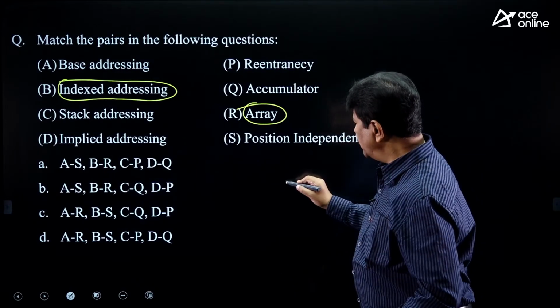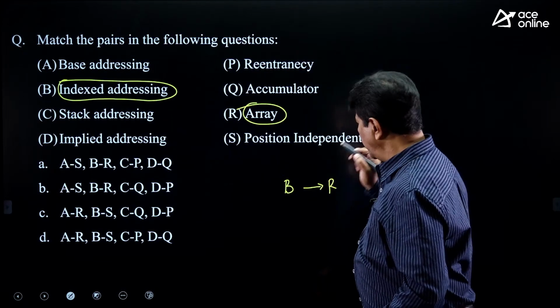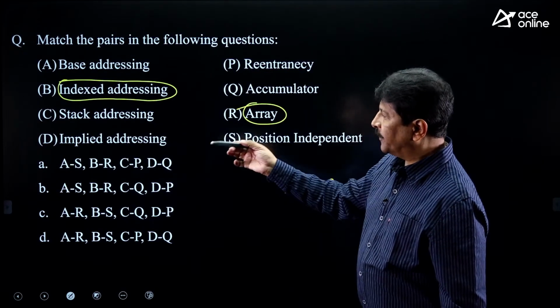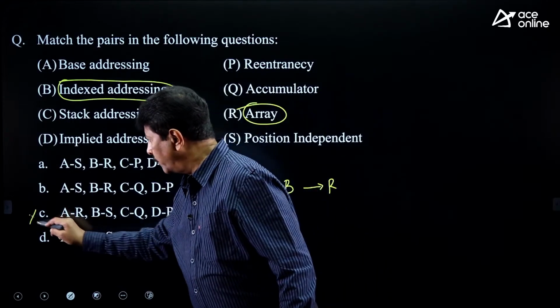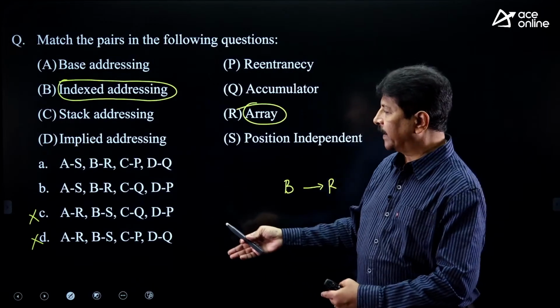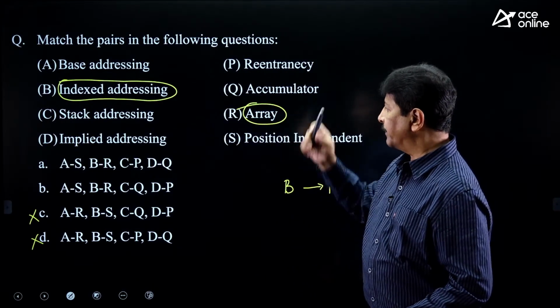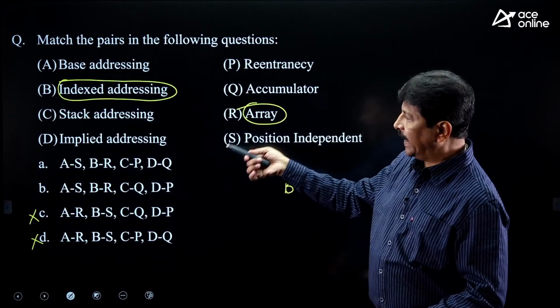So that means B should be equal to R. So the answer should be either first or second one. These two are wrong. It is an elimination process. Two of them I can eliminate because I strongly know that indexed addressing mode is used for array processing. So the answer should be either A or B.